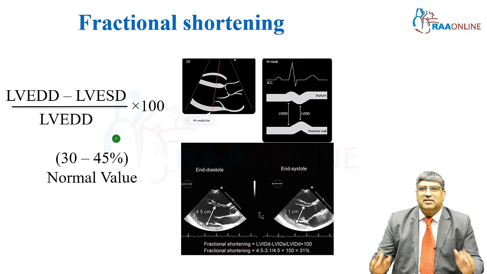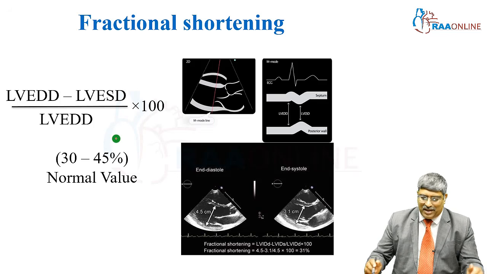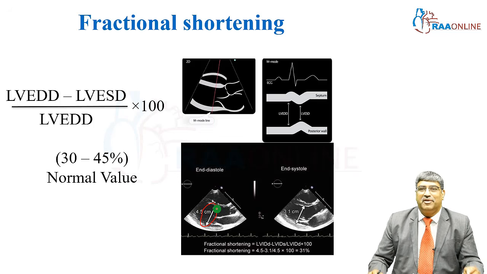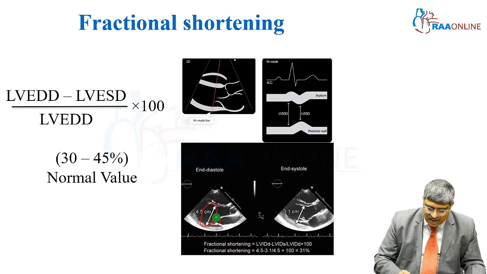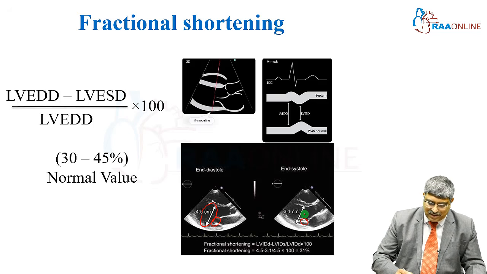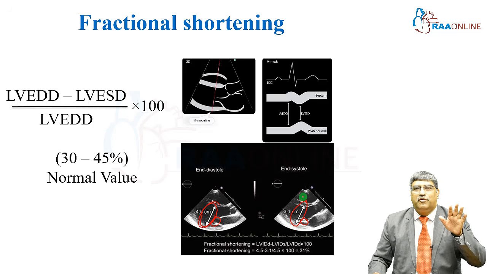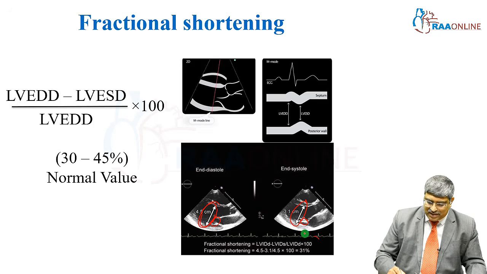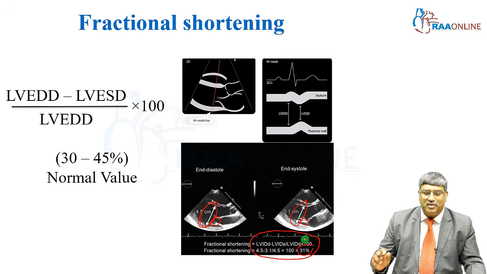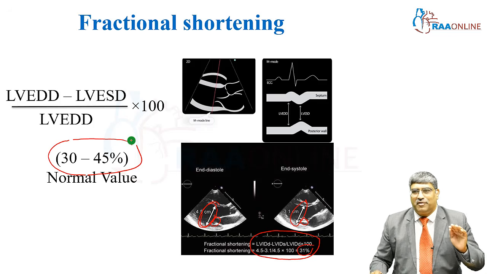Instead of measuring the volume, if you measure the dimensions of the left ventricle, here you take the parasternal long axis and you measure the diameter of the left ventricle in end diastole. Here you can see the mitral valve nicely open, and here you can see the mitral valve nicely closed. The diameter at end diastole is 4.5 and the diameter at end systole is 3.1 centimeter. By applying the same formula which you did for ejection fraction, you get a fractional shortening of 31%. The normal value is between 30 to 45%.